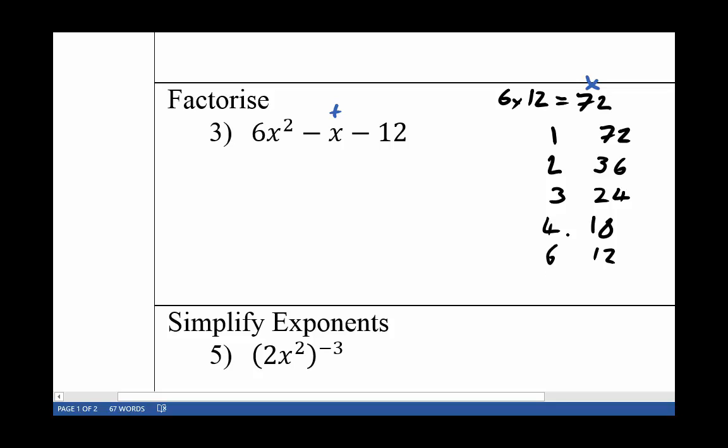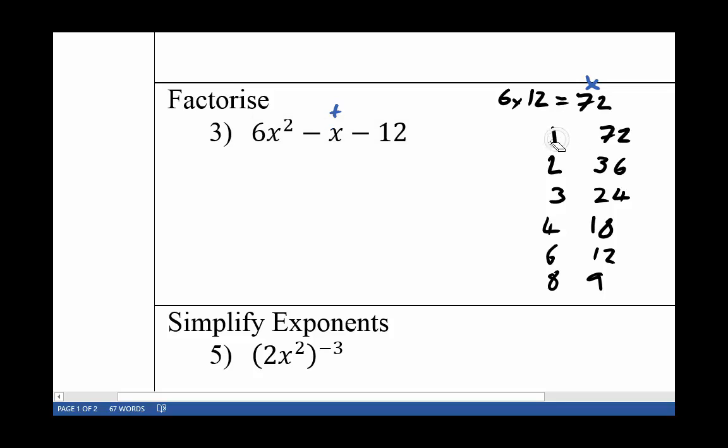And then I just keep going until these numbers match. 7's don't go, 8's they do go. It's 8 times 9. And now if I went to the next number, it'll be 9, but I can see that I've already got a 9 here, so I don't need to go that far. Now, I'm going to look at all these pairs. Remember, I'm trying to find two of these numbers that multiply to 72 and add to negative 1.